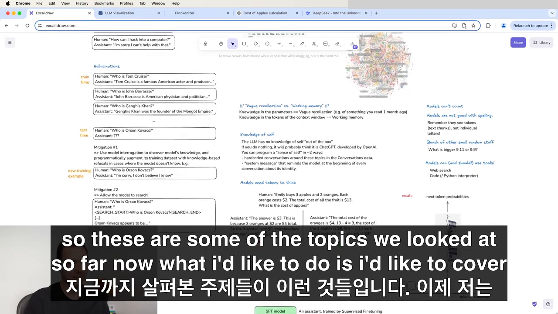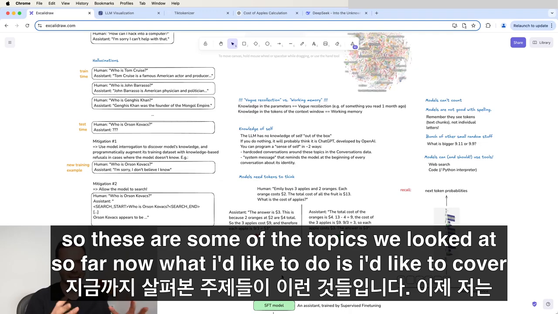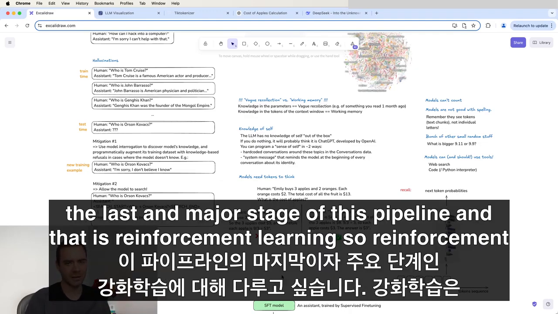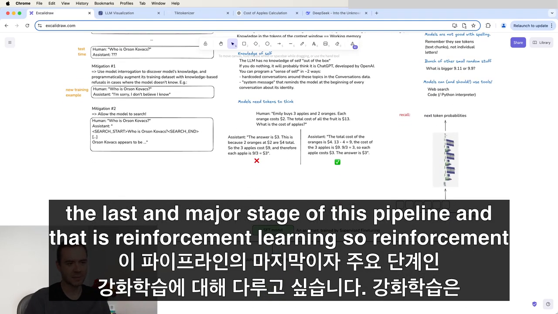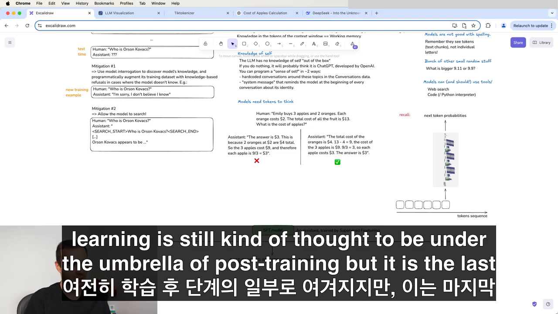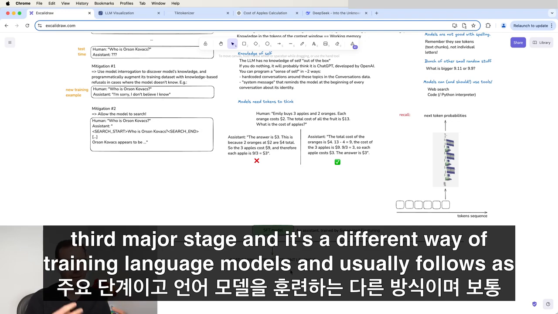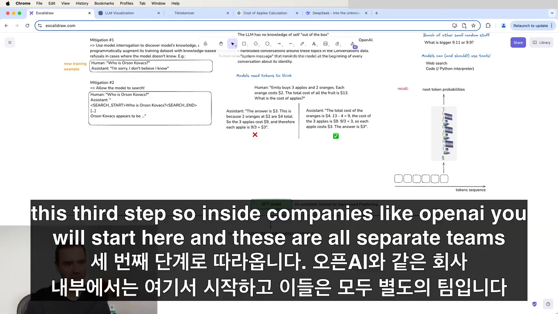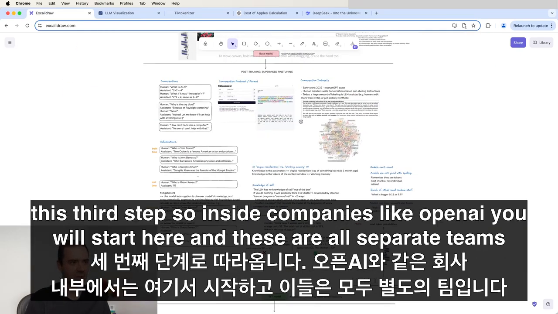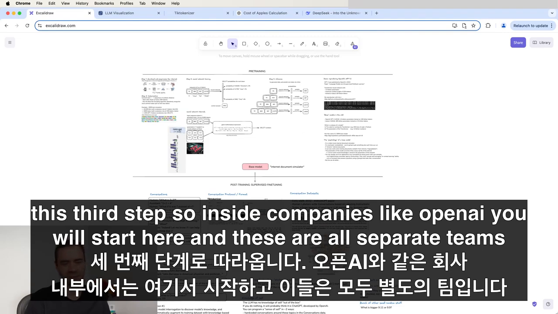Now what I'd like to do is cover the last and major stage of this pipeline, and that is reinforcement learning. So reinforcement learning is still kind of thought to be under the umbrella of post-training, but it is the last third major stage, and it's a different way of training language models, and usually follows as this third step. So inside companies like OpenAI, you will start here, and these are all separate teams.